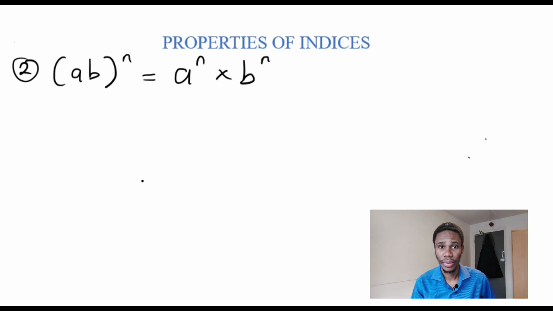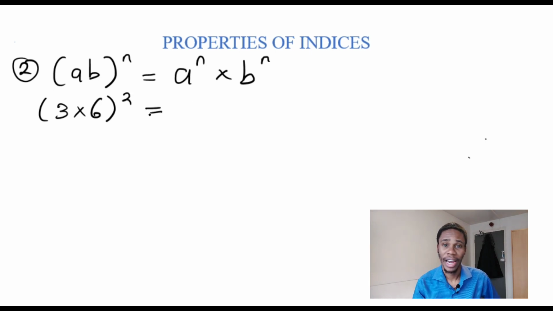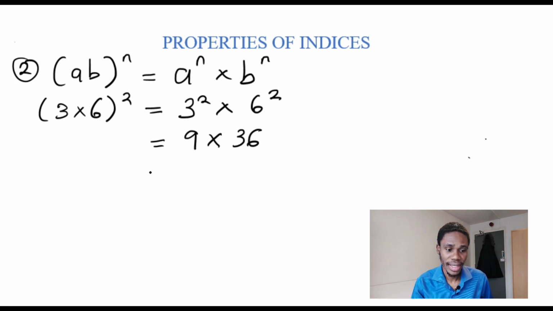Let's take an example. So our example here is going to be 3 times 6, all to the power 2. And we can write this as 3 to the power 2 times 6 to the power 2. 3 to the power 2 gives us what? 9. Then 6 to the power 2 gives us what? 36. 36 times 9 gives us 324. And that's our final answer.